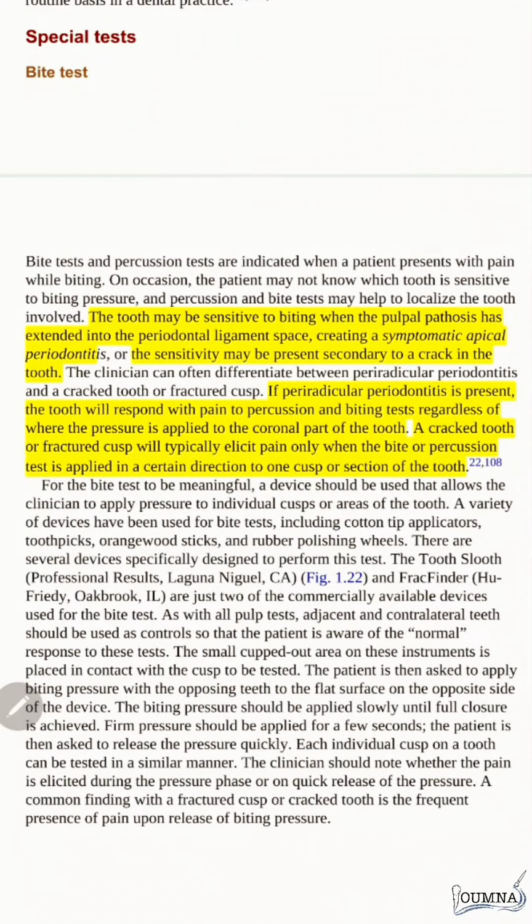Bite test is another indication of the apical periodontitis. It can also be a differential diagnostic indication between a cracked tooth and an apical periodontitis. If the periradicular periodontitis is present, the tooth will respond with pain to percussion and biting test regardless of where the pressure is applied to the coronal part of the tooth.